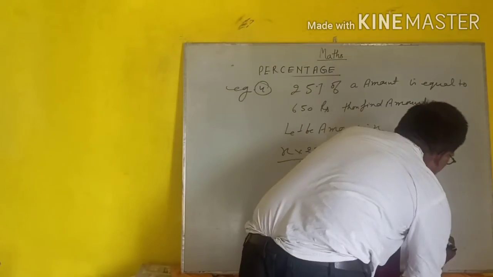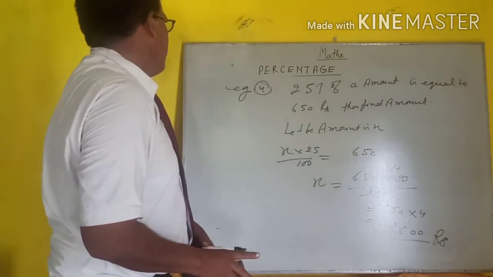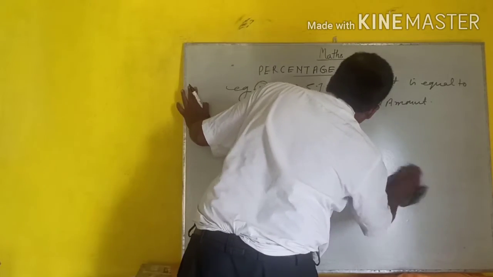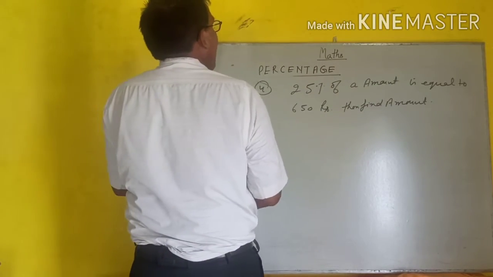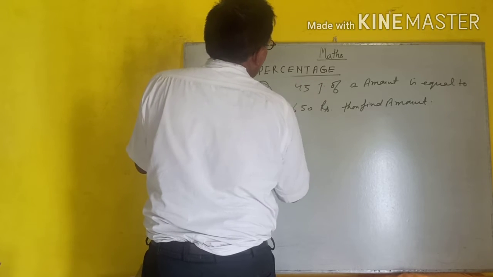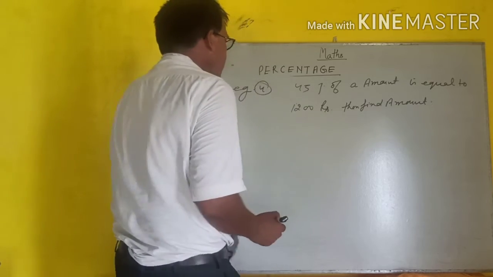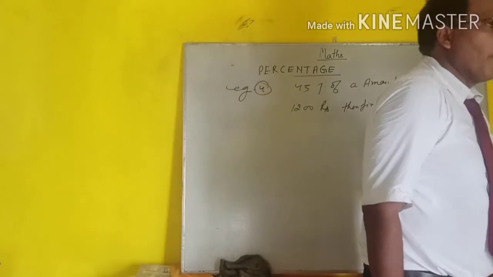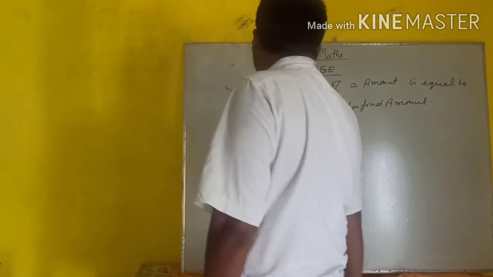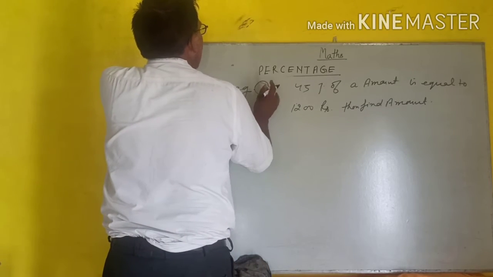See here, it becomes 2600 rupees. Now I take another example, example 5. If there is written 45% of an amount is equal to 1200 rupees, then find the amount. Here is the fifth example.